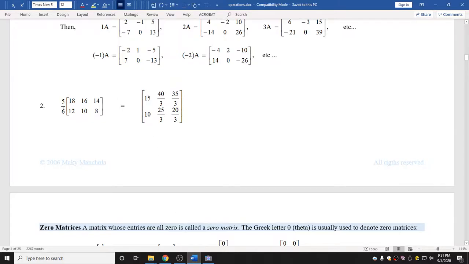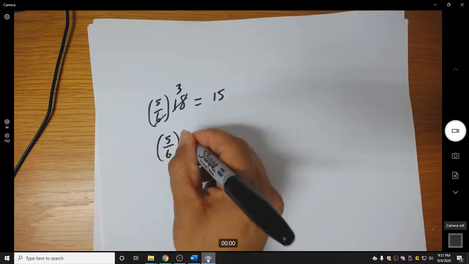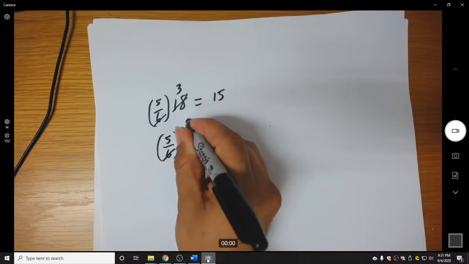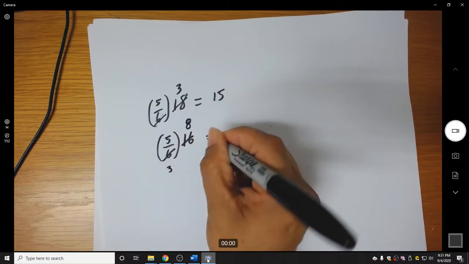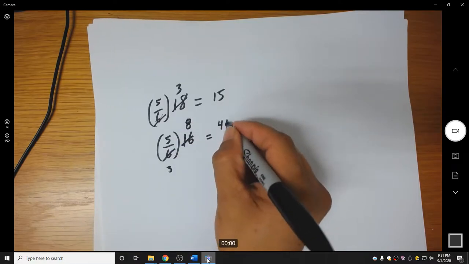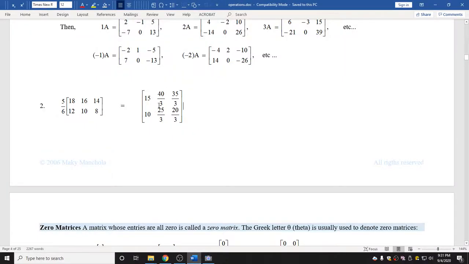So you end up with 5 times 3, which is 15. Checks. Let's multiply 5 over 6 times 16 now. You can cancel out a 2, so that gives you 8 over 3. Nothing else cancels, so you just multiply 5 times 8, which is 40 over 3. And the audience can check that the remaining multiplications will result in this.